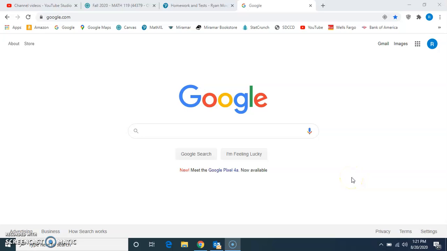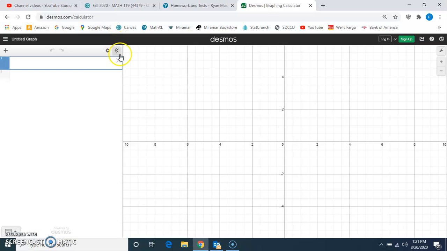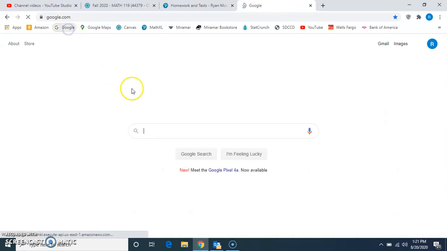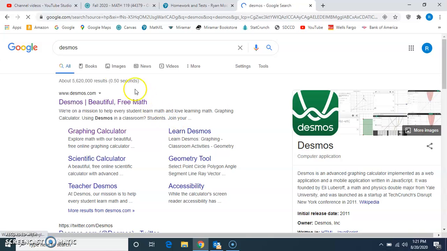Hi guys, I want to take a moment and show you a free online graphing tool called Desmos, and at the same time we'll be able to investigate some of the problems that we did in 2.1 and 2.2. So right up here I'm just going to type in Desmos. Let's see what would happen if I just type it into Google this way, Desmos. And then, yeah, Desmos, beautiful free math right there.